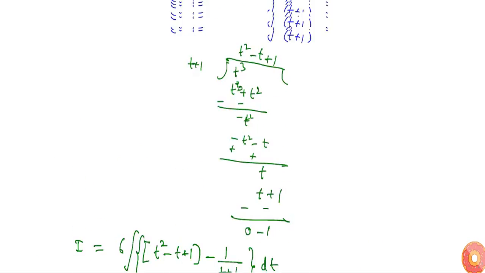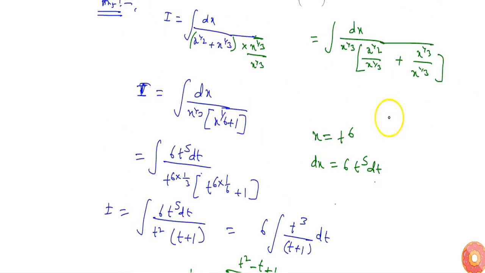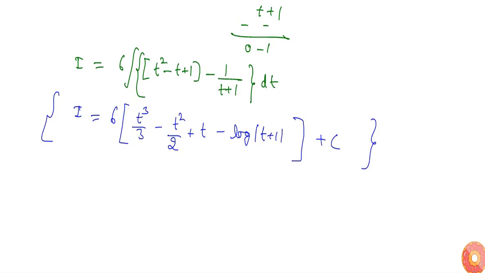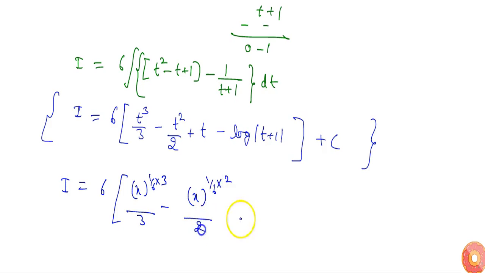And since the value of t is calculated from here, t equals x power 1 by 6. So if I put the value in our final answer, I'll get I equals 6 times x power 1 by 6 into 3 by 3 minus x power 1 by 6 into 2 by 2 plus x power 1 by 6 minus log of x power 1 by 6 plus 1, and plus c.